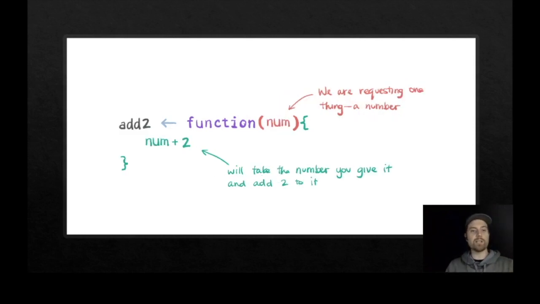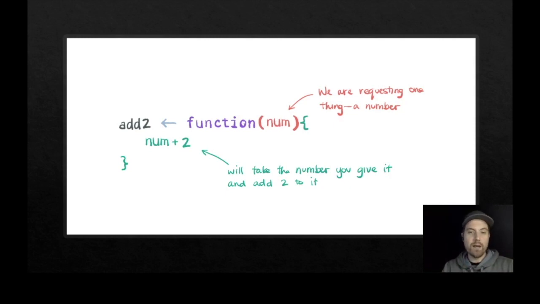Consider another example. This one's add2. This one we're asking for one thing. We're calling it num. So often what people will do is write the name of the object that they're asking for to give hints of what kind of thing that they're wanting. In this case, we just want a number. And we'll be able to see that when we look at the code.